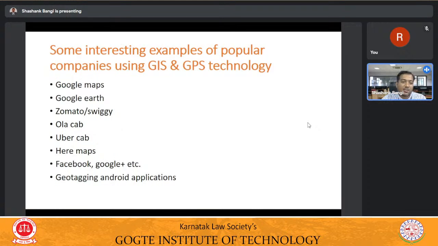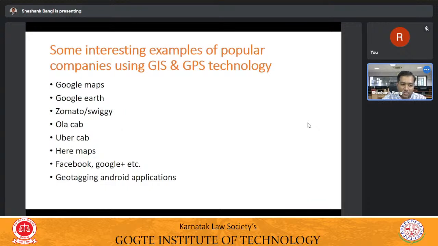Such as, the best example for remote sensing and GIS output is Google Maps. Nowadays, every one of you is using Google Maps in your day-to-day life while traveling from one point to another point. Google Maps, Google Earth, and even some food delivery companies such as Zomato and Swiggy are also using this kind of technology to deliver food from one point to another in the shortest time with the shortest path. Ola Cab, Uber Cabs, Air Maps, even some of the social media are also using this technology extensively. And this is familiar to everyone.